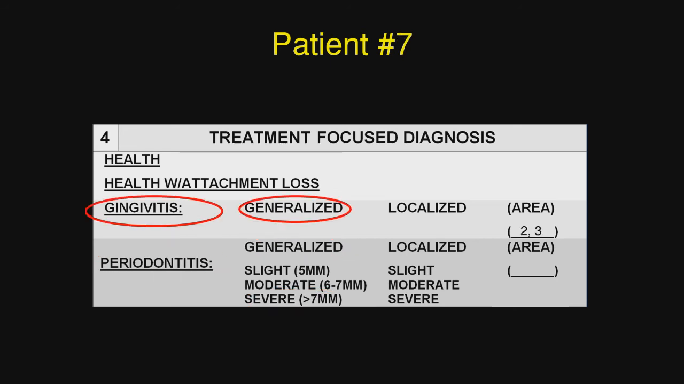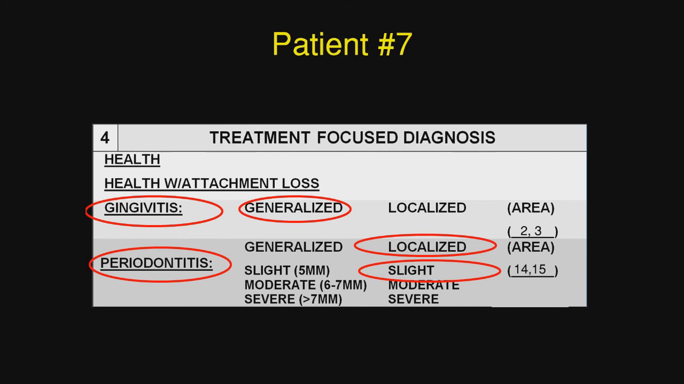Now let's look at patient number 7. This is a typical patient in a general practice office who has periodontal disease, and from the treatment-focused diagnosis, the treatment would be completed there. The patient would not be referred to the periodontist. The patient has a generalized gingivitis. What does that tell us? That we're going to scale the entire mouth.